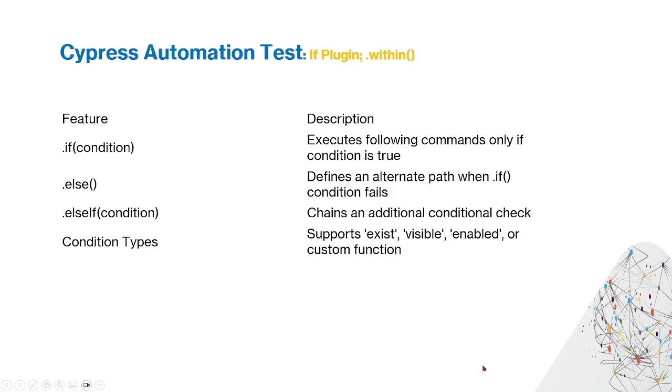Feature. If condition. Execute the following commands only if the condition is true. Else. Define an alternative path when the if condition is false. Else if condition. Choose an additional conditional check. Conditional types. Supports exist, visible, enabled, or custom function.